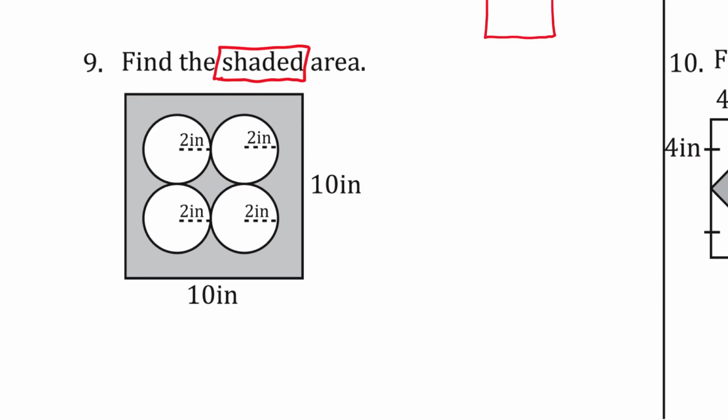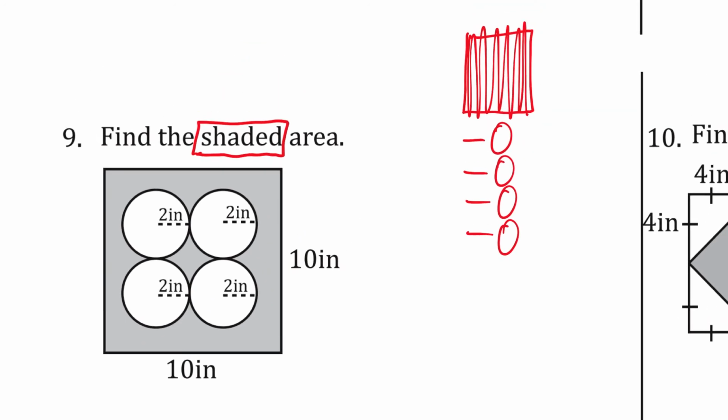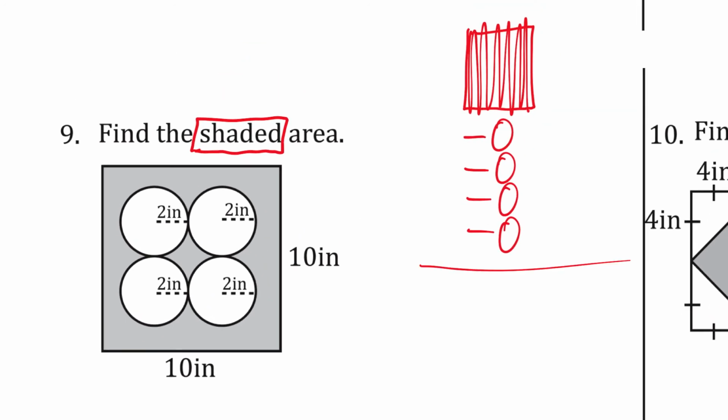Just drawing what's going to happen. You're going to find the area of this whole square. Then you're going to subtract off the area of one circle, subtract off the area of another, subtract off the area of another, subtract off the area of the fourth one. And that's how you're going to find the area of the shaded. So we're going to find the area of the whole thing, and then find the area of all these circles and subtract it off of there.